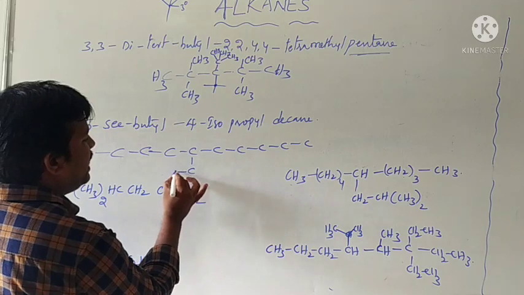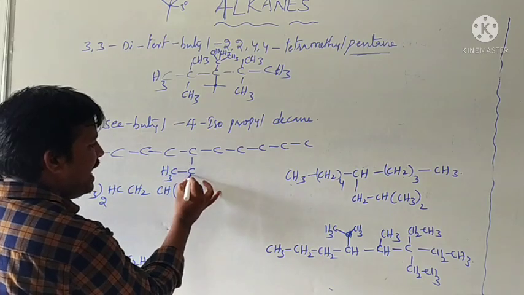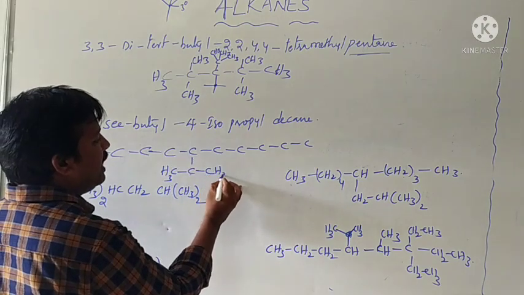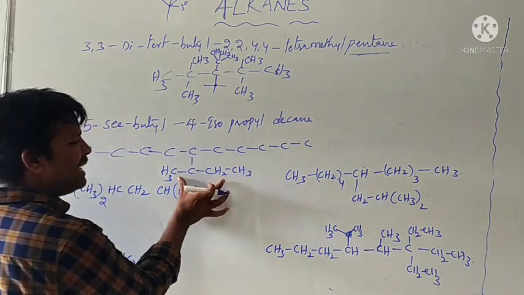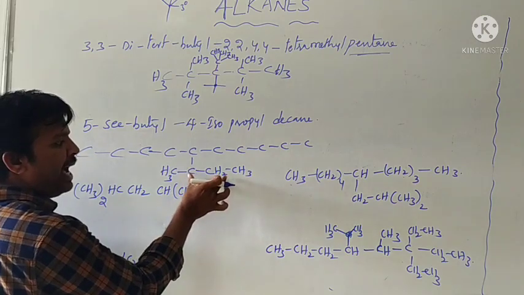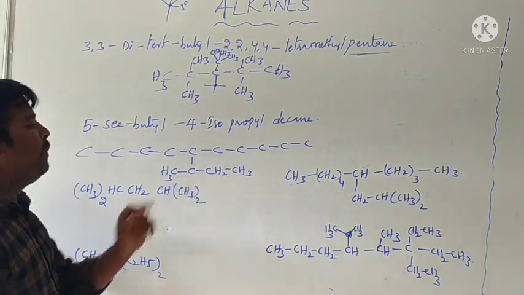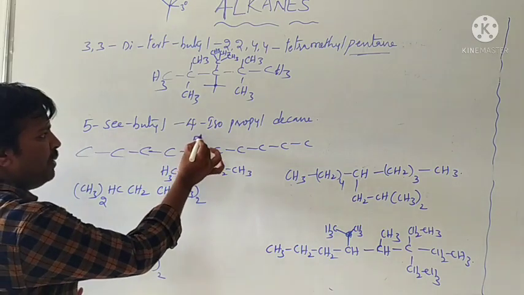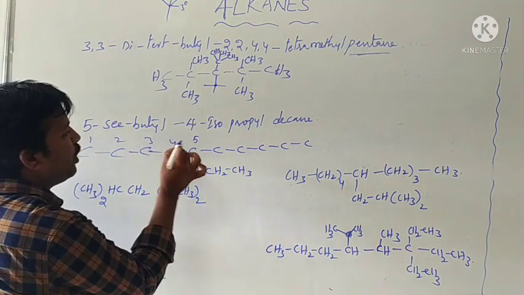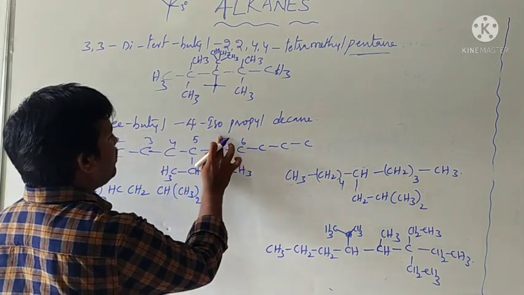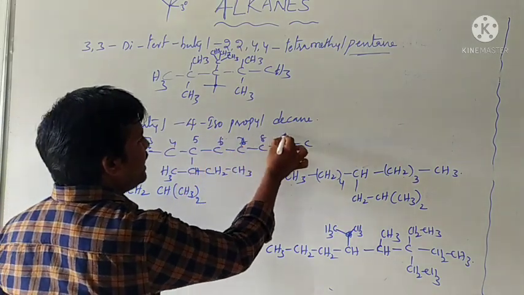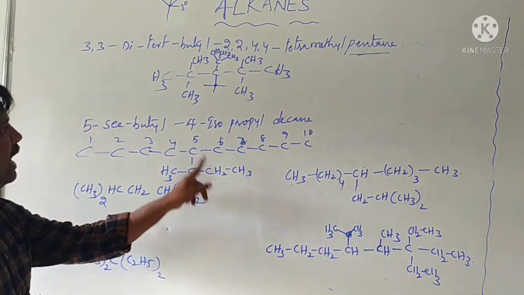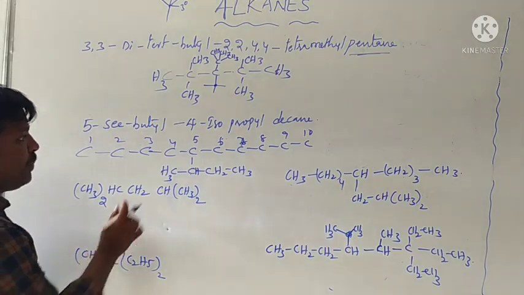Secondary butyl means a secondary carbon, one carbon attached with 2 carbons. But it is butyl, so a total of 4 carbons are present in that branched chain. Therefore, this is the secondary butyl. 5th position, this is 5th: 1, 2, 3, 4, 5, 6, 7, 8, 9, 10. Okay, the 5th carbon is attached with secondary butyl, and the 4th carbon is attached with 4-isopropyl.